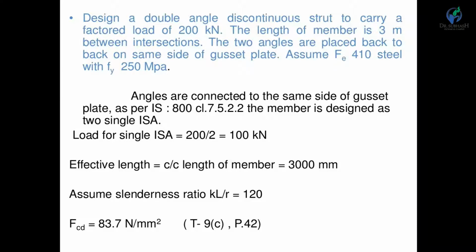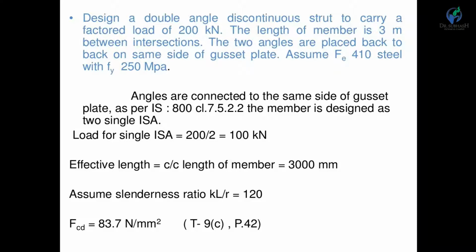Now next is effective length. Effective length depends on the different end conditions of the column, but here the effective length is given directly to you, between two intersections. It is directly given as effective length 3 meter. Converted into mm, it means 3000 mm. Assume slenderness ratio KL upon r as 120.